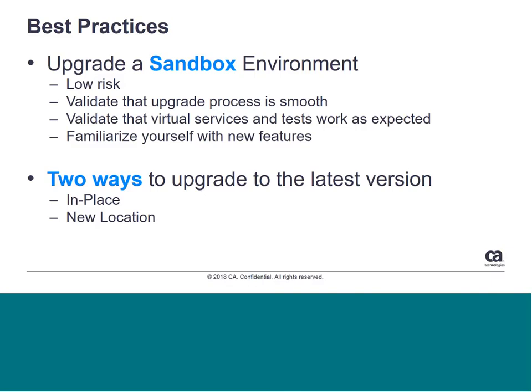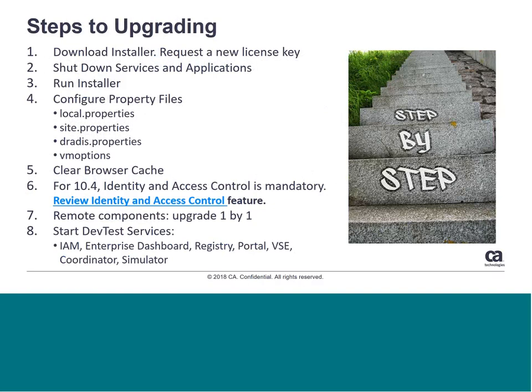And there are two ways to upgrade, as always: in-place or new location. Nothing's changed here. This has been the case for the past 5 releases. Download the installer, request a new license key, and shut down all the services because it is an upgrade. That's why it's a brand new install. Then, of course, the installer starts installing. When you run the installer, configure your properties files.